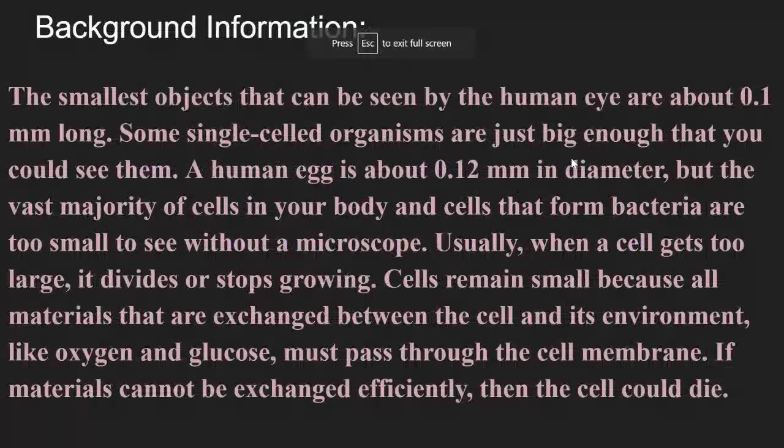All right, next up, here's a little background information for part of the activity that you're going to look at in your discussion this week. So, background information. The smallest objects that can be seen by the human eye are about 0.1 millimeters long. Some single cell organisms are just big enough that you could see them. A human egg is about 0.12 millimeters in diameter, but the vast majority of cells in your body and the cells that form bacteria are too small to see without a microscope.